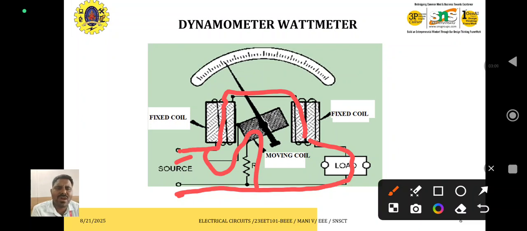In the moving coil we connect the spindle as well as the pointer. Below the pointer there will be a scale. For AC measurement we have a non-uniform scale.